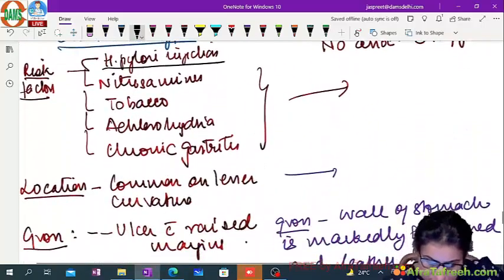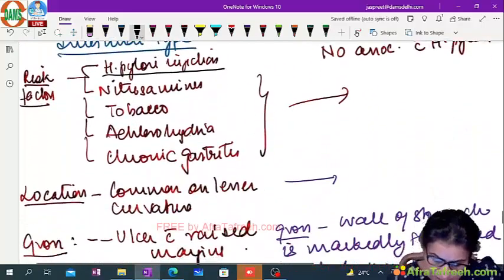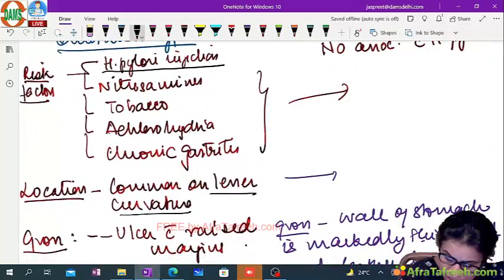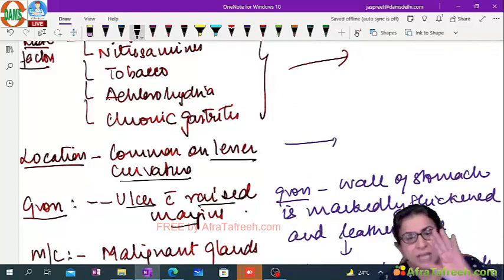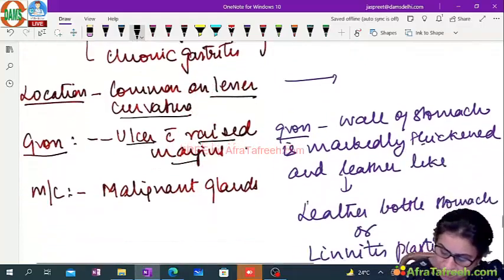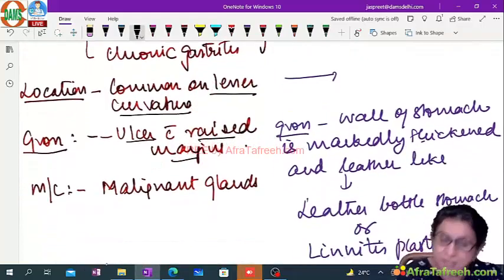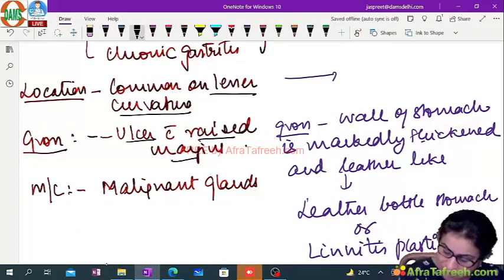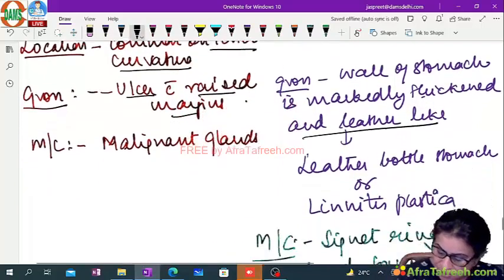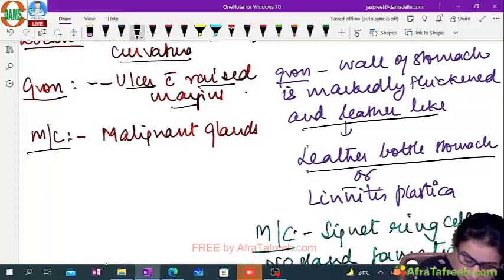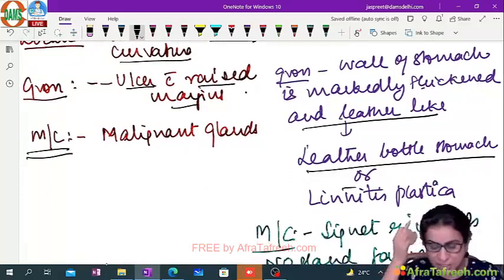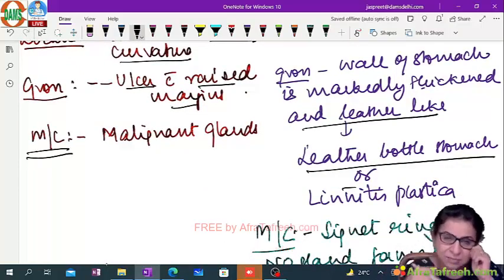Now, intestinal type is commonly located on the lesser curvature and it presents as an ulcer with raised margins. Diffuse type can involve any part of the stomach, and in diffuse type, what do you see? The wall of the stomach is diffusely thickened, markedly thickened, and leather-like, and hence it is called leather bottle stomach or linitis plastica.